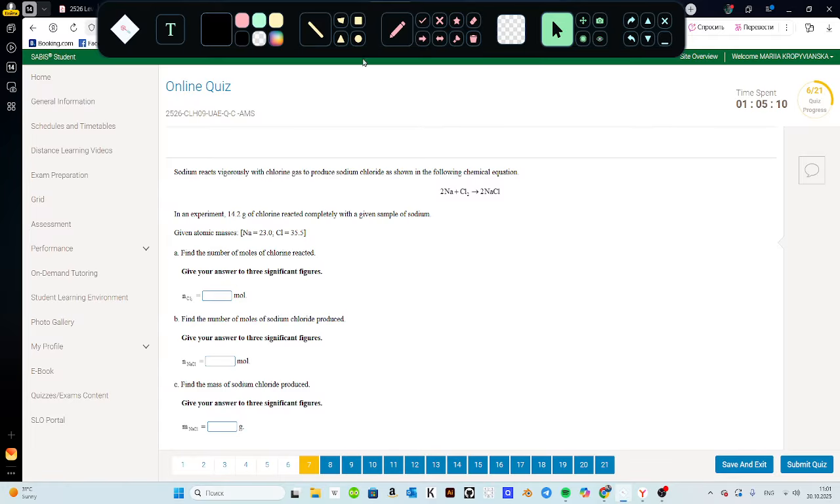Now, sodium reacts vigorously with chlorine gas to produce sodium chloride as shown in the following chemical equation. That one's also balanced. Now, in an experiment, 14.2 grams of chlorine react completely with a given sample of sodium. Given atomic masses, find the number of moles of chlorine reacted. We can use the equation that I showed earlier: n is equal to mass over molar mass.